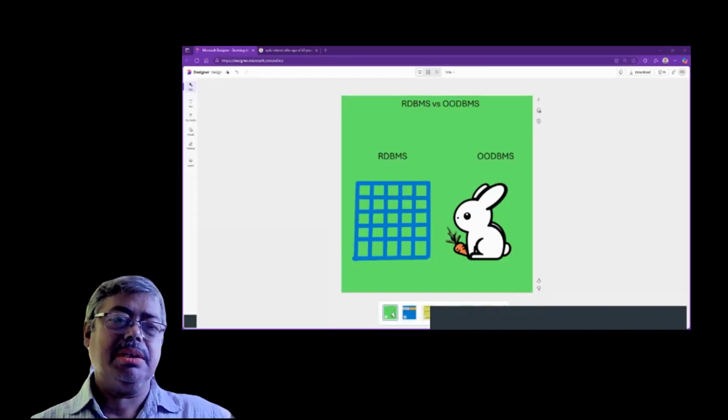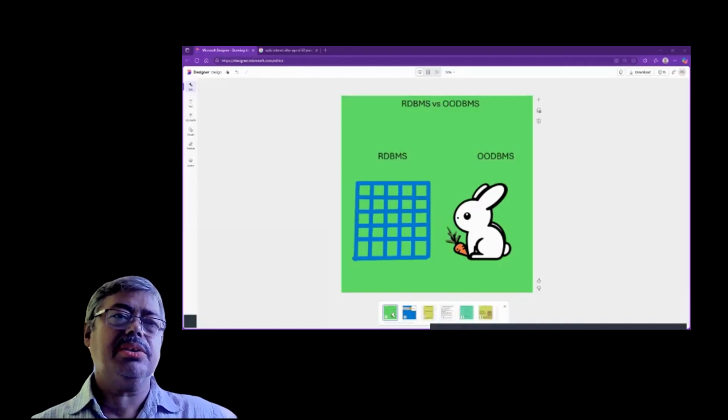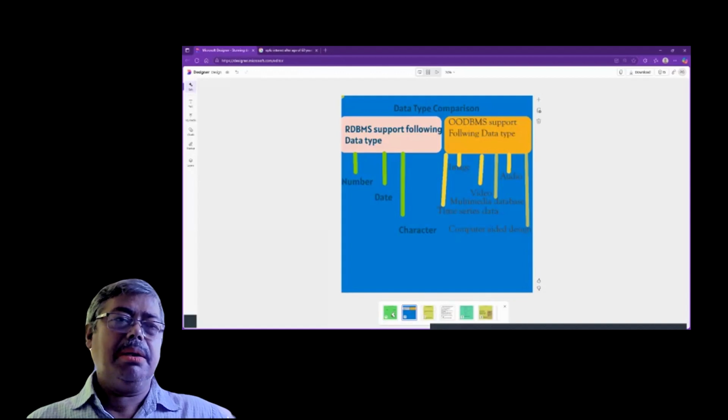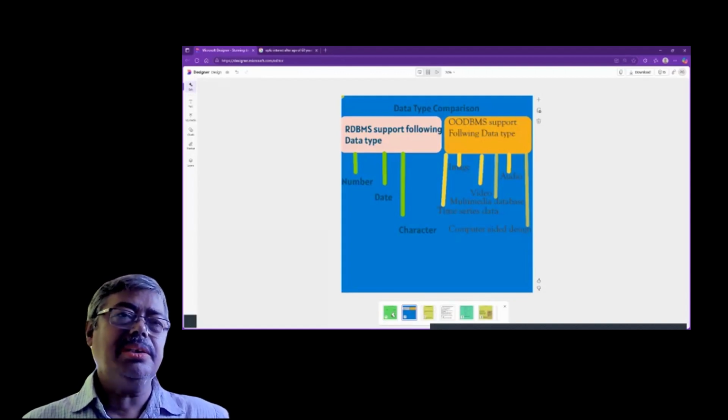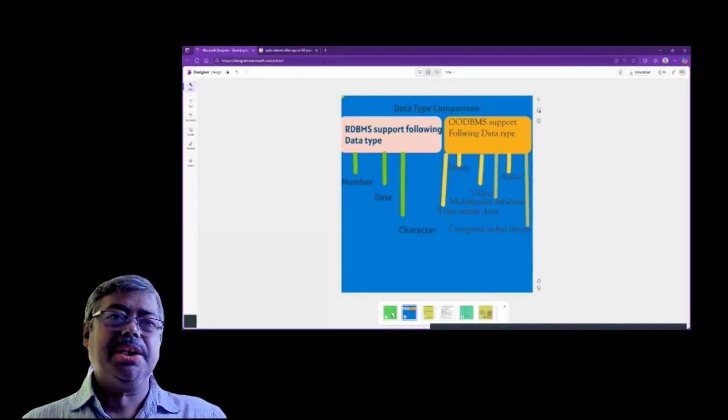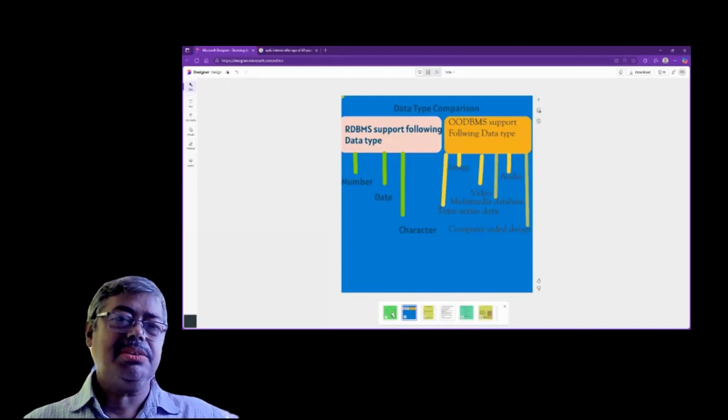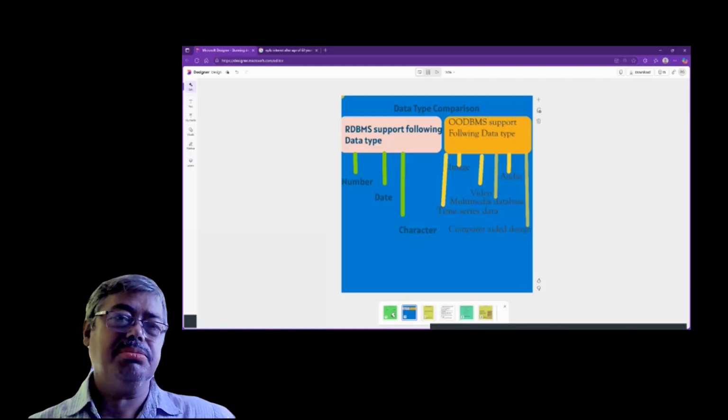Relational database management system follows some data types: number, date, and character data types. On the other hand, object-oriented database management system handles images, audio files, video, multimedia databases, time series databases, and also computer-aided design, which is not accustomed to the relational database management system.